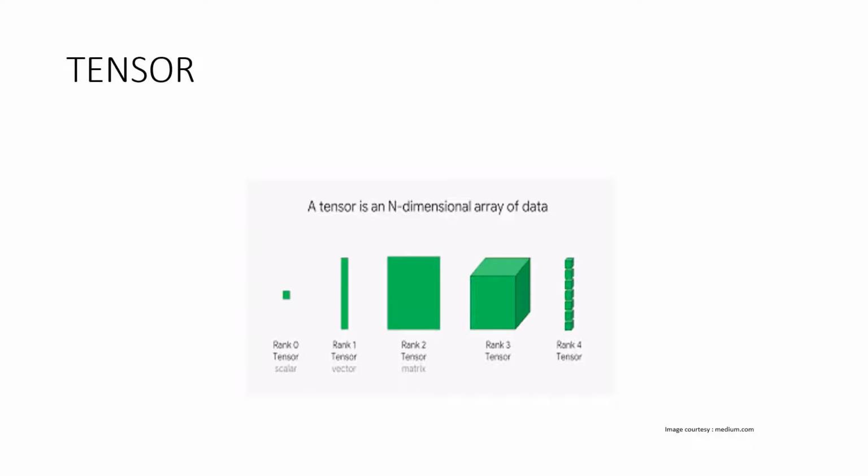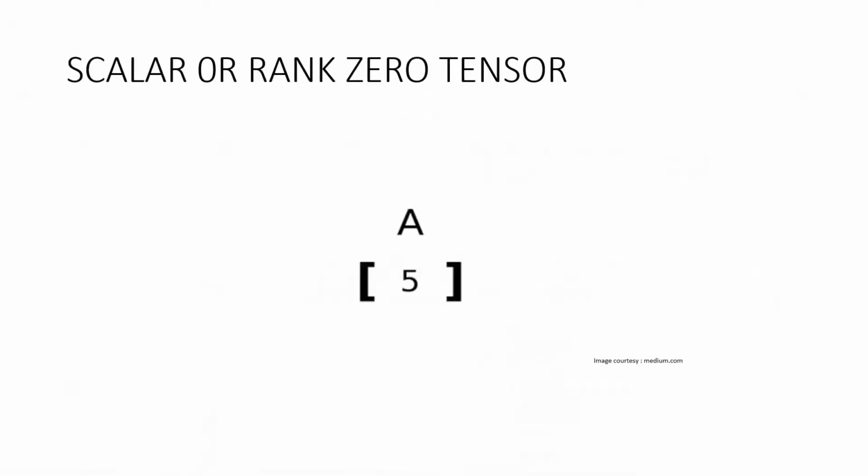Now let's discuss scalars. We call it a scalar or rank 0 tensor. A scalar is a zero rank tensor. In physics, various quantities are represented as scalars, such as distance, temperature, speed, energy. These are all scalars in physics.